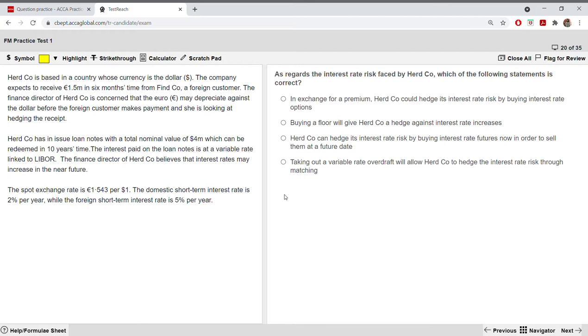What should be the answer? Same way, eliminate all the incorrect answers. And the right answer is this.